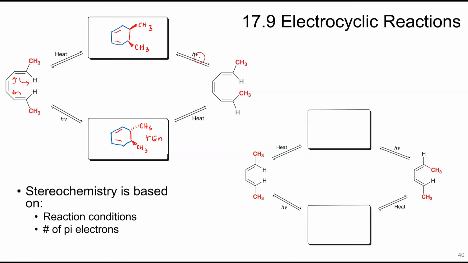And if I use light with the cis product, that will open up the ring to this compound, and heat will also give that compound. Or this diene here, this new bond is formed. Methyl groups are trans with the light. This is trans with heat, and the light will make it cis.